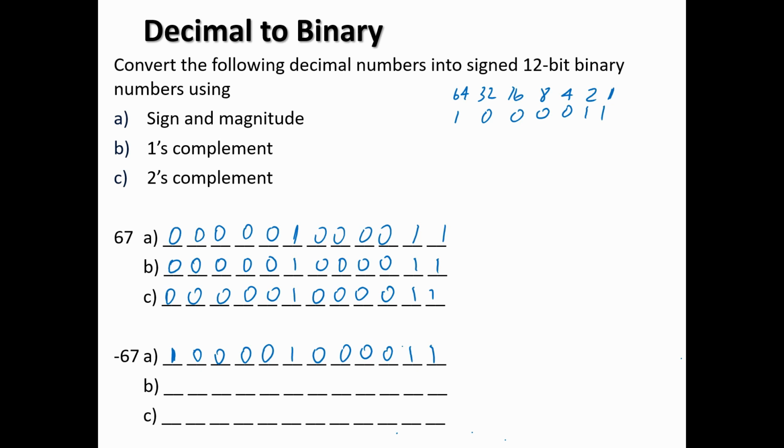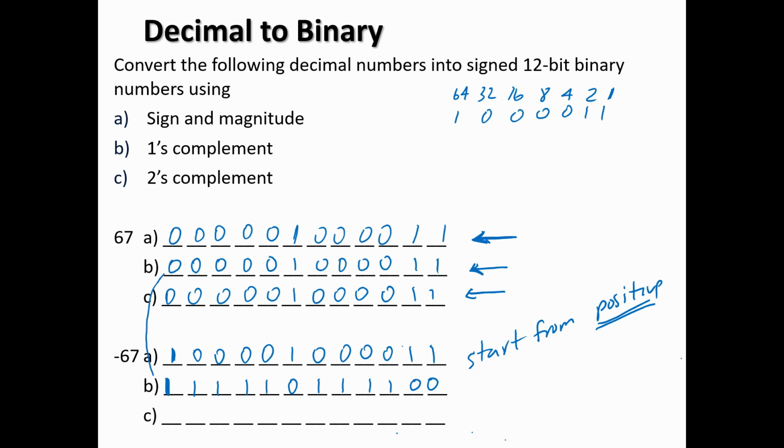Now, what about 1's complement? For 1's complement, we start from the positive. So we're going to start from this one, the 67 positive. Starting from that one, we're going to complement each of the bits, including the sign. So 1, 1, 1, 1, 1, 0, 1, 1, 1, 1, 0, 0. Remember, this is a 1; we're complementing this one, not this one. We're starting from the positive number on top.